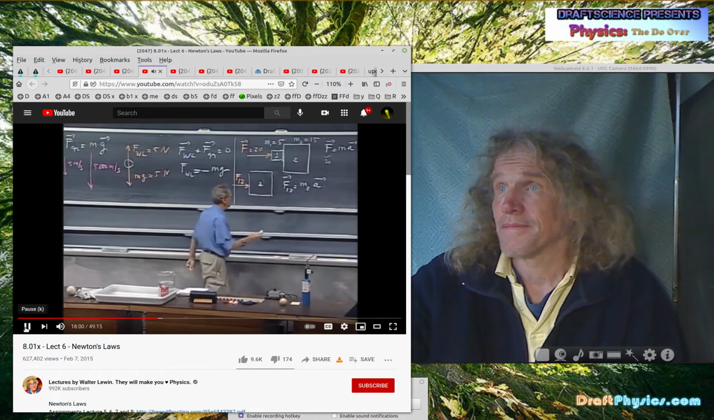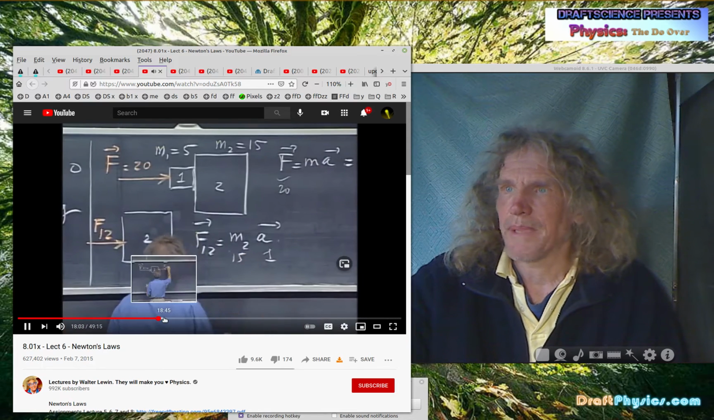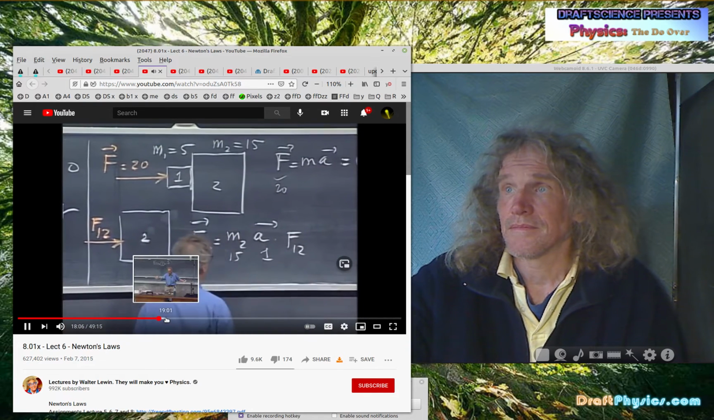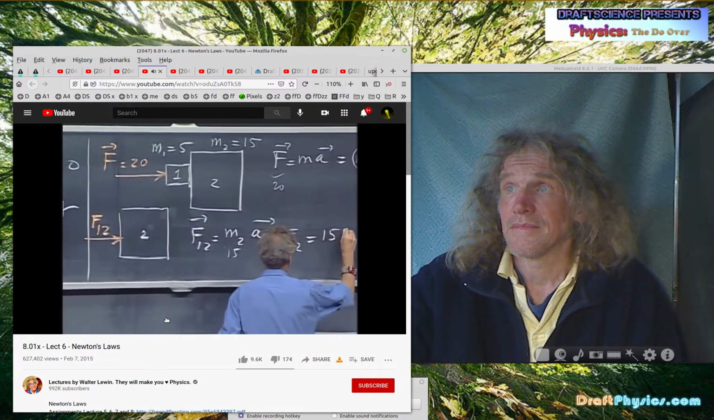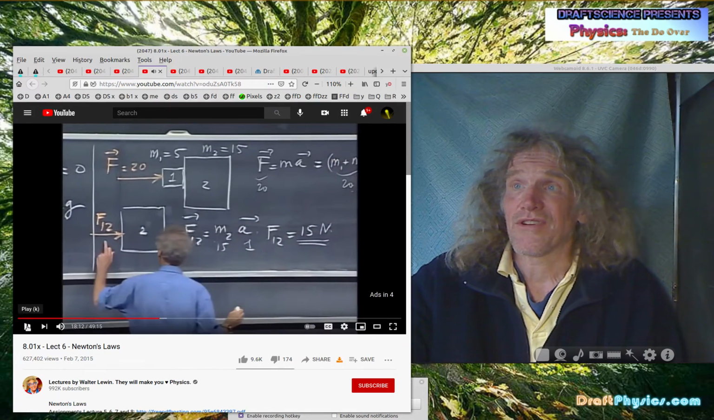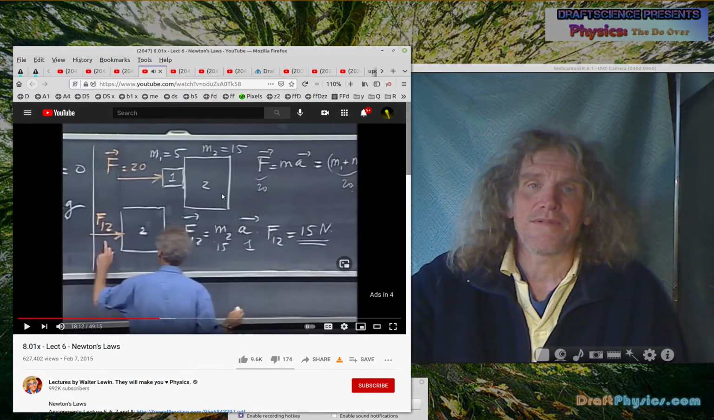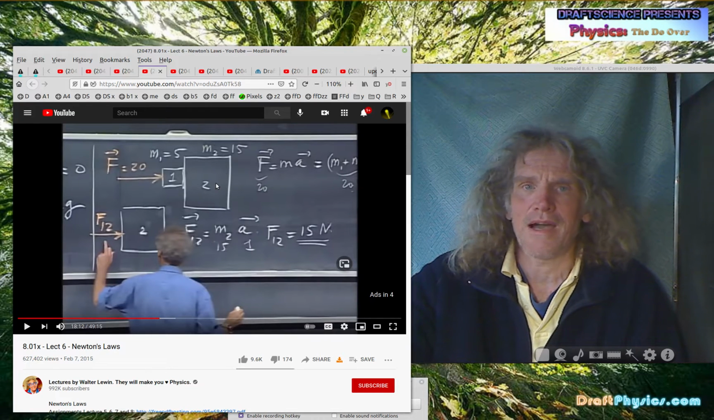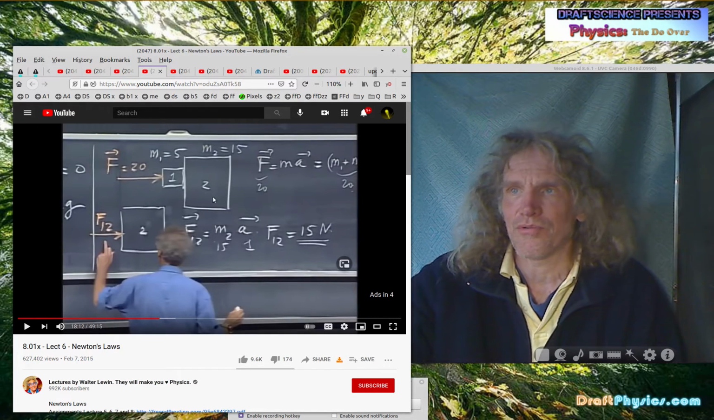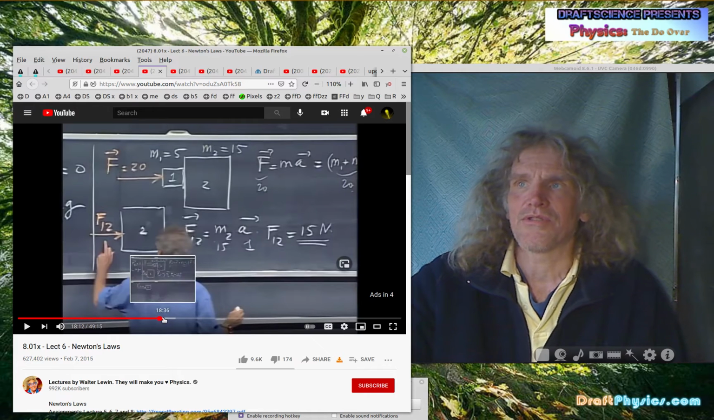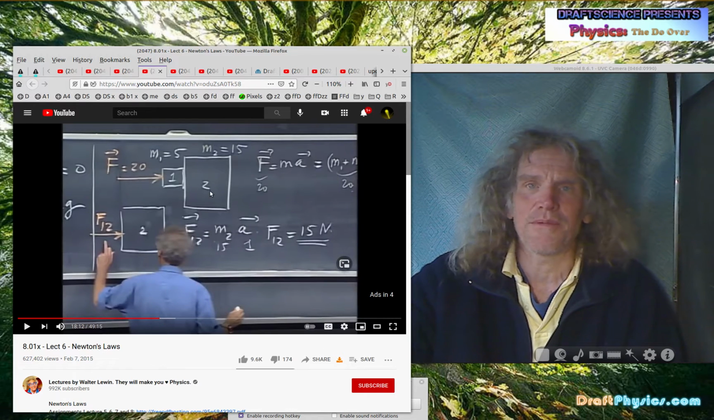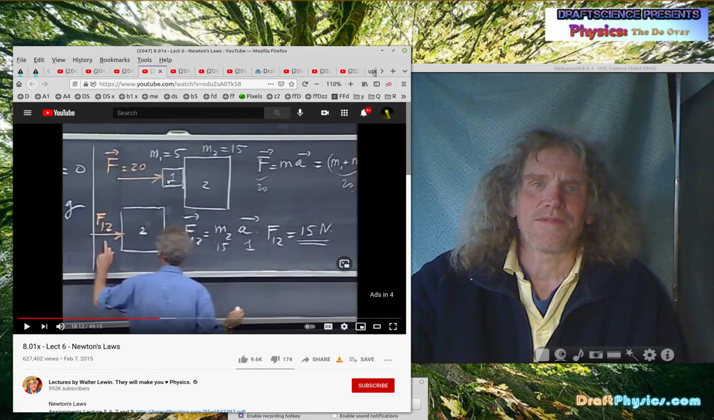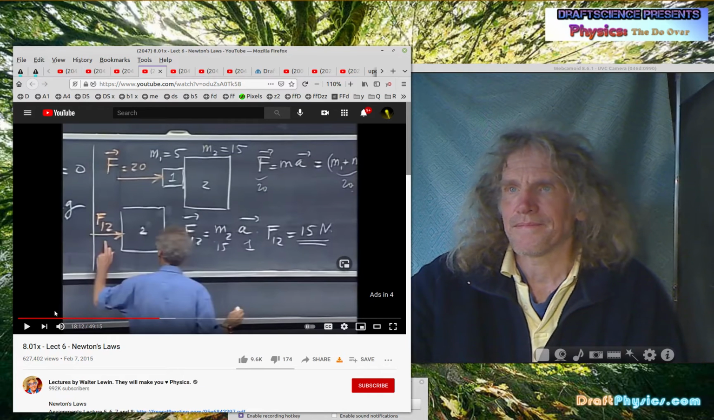We know A is 1. We know M2 is 15. Jump ahead a little. We see that the magnitude of the force F12 is 15 newtons. So he started with 20 and now it's down to 15, and the other object is going to have the 5 left over to make back the 20. So you give a 5 velocity to the 2 object, the 1 object goes to 15, that kind of thing.